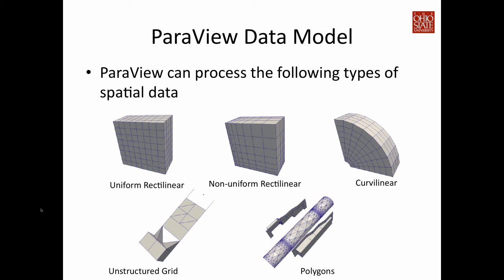Because ParaView is a general purpose visualization software, it can be used to look at many different types of data. Examples here are rectilinear, uniform or non-uniform, curvilinear, and unstructured grid or polygons. In our earlier lecture, we talked about the data model for these different types of data.